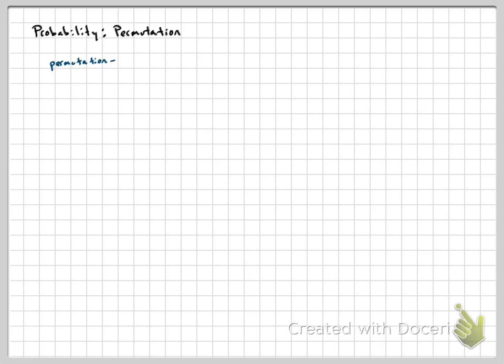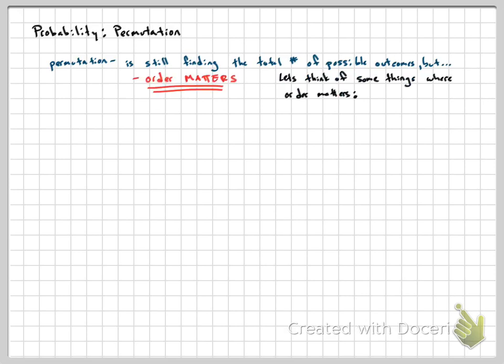So, permutation. A permutation still is finding the total number of possible outcomes. However, a permutation is a very specific thing, and that is that the order matters. So when you think of order, say we have 5 cards, right? Say we have two of hearts, 3 hearts, 4 hearts, 5 hearts, 6 hearts.